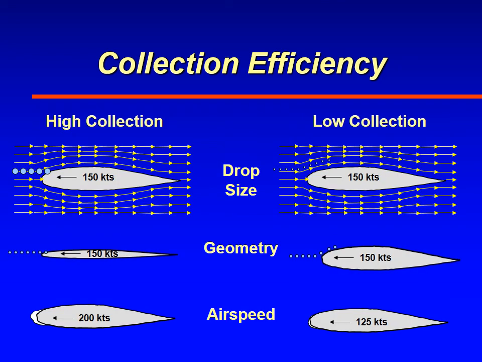To summarize that, I've got one graphic that shows the high collection efficiencies and low collection efficiencies for drop size, geometry, and also airspeed.